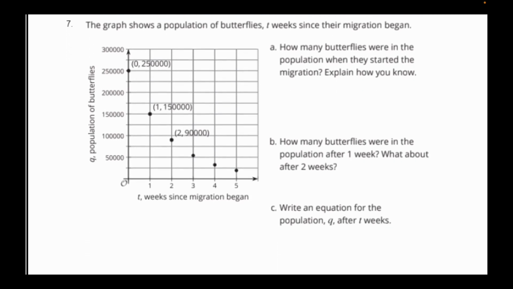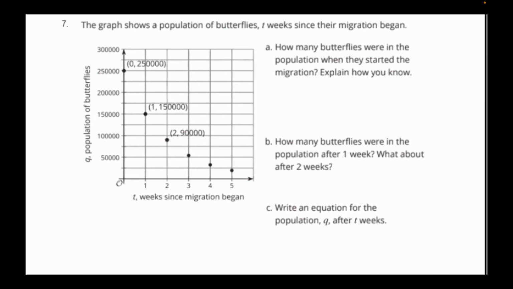Our last question here is a population of butterflies. So we have a graph representing a population of butterflies. It is T number of weeks since their migration began. How many butterflies are in the population when it started? So we're just reading this information from our graph to start with. How many were in the population when it started? That should be my initial value. When they started the migration, that should be, right?